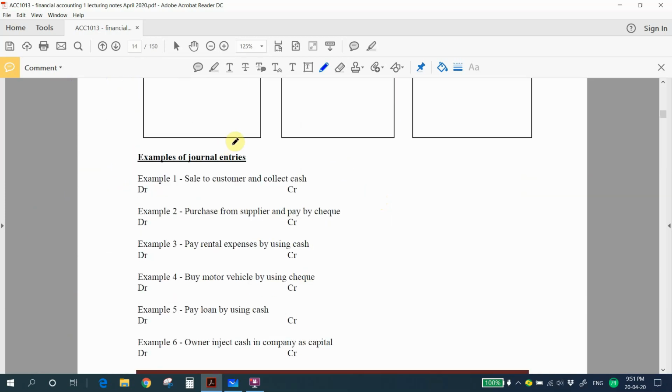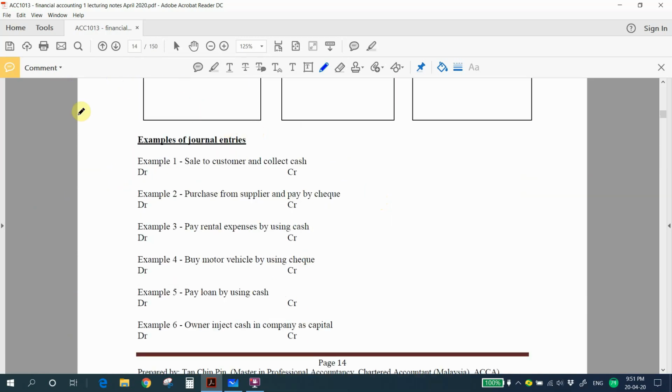So let's look at the example of your journal entry. The first example: sales to customer and you collect cash. Sell to customer and collect cash. So from this transaction, which two accounts can you identify? The first one is sales, am I right? Revenue, because you sell something to your customer. And the next one is you collect cash from a customer.